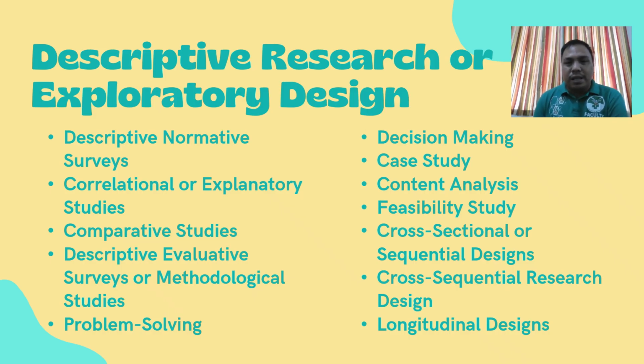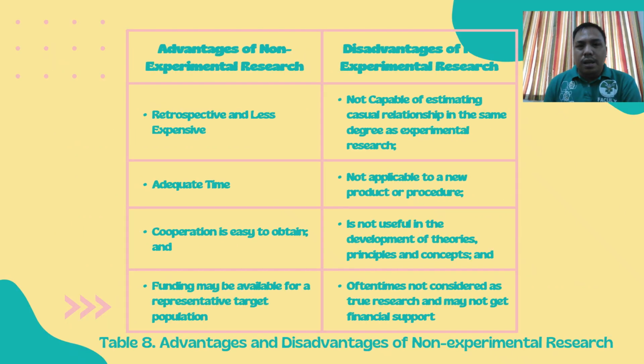Cross-sectional designs collect data from different groups at one time to compare differences across age, settings, or conditions. Sequential research design combines cross-sectional and longitudinal approaches to study multiple groups over time. And lastly, longitudinal design involves repeated observations of the same subject over a long period to detect changes and developmental trends. Let's proceed to the advantages and disadvantages of non-experimental research.